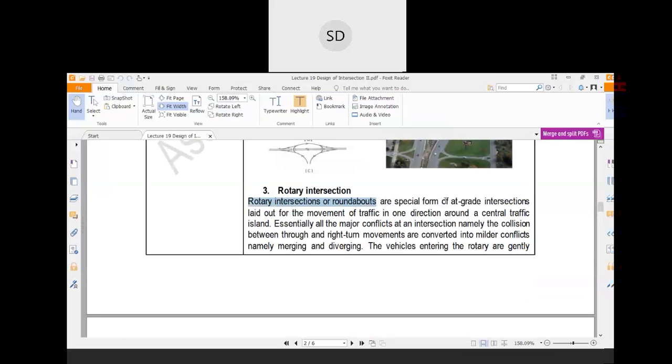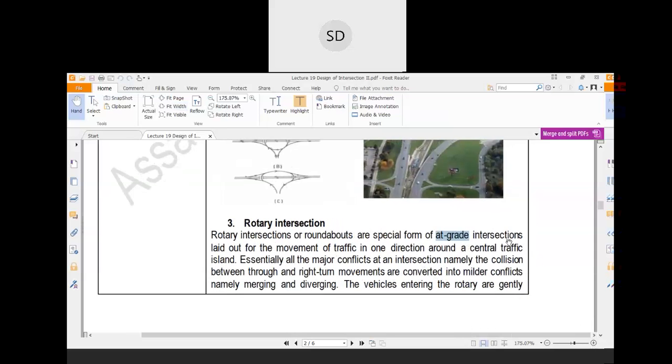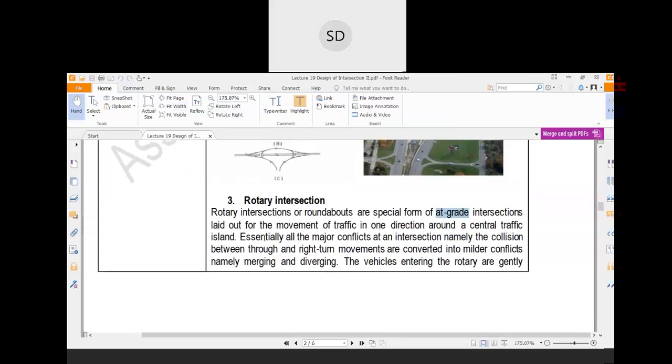A special form of at-grade intersection. Why is it an at-grade intersection? Because all the intersecting roads meet at the same level, laid out for the movement of traffic in one direction around a central traffic island.